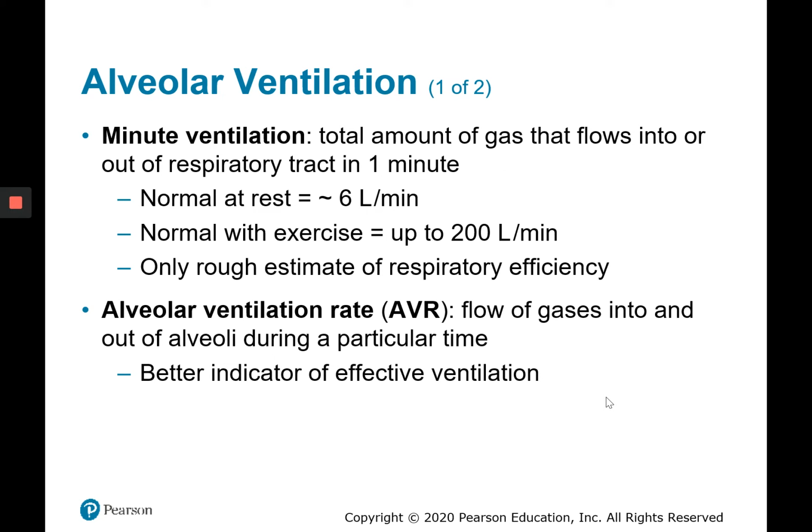Minute ventilation and alveolar ventilation rate can measure ventilation. Alveolar ventilation rate measures effective ventilation because it's looking at the flow of gas all the way into those respiratory zones, into the alveoli, in a particular time. Whereas minute ventilation is not necessarily looking at that gas getting to the respiratory zones. It's instead just looking at how fast gas gets into and out of your respiratory tract. And there's no guarantee that that air in that amount of time was able to get into your alveoli. So a better measurement of effective ventilation is alveolar ventilation rate, or AVR.